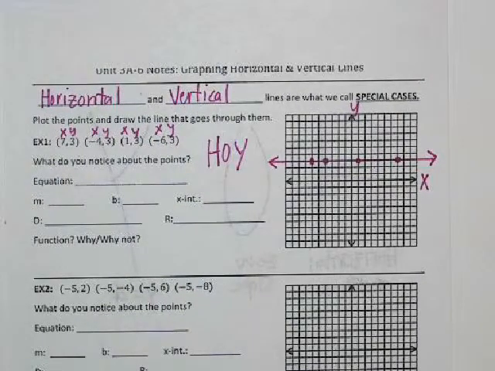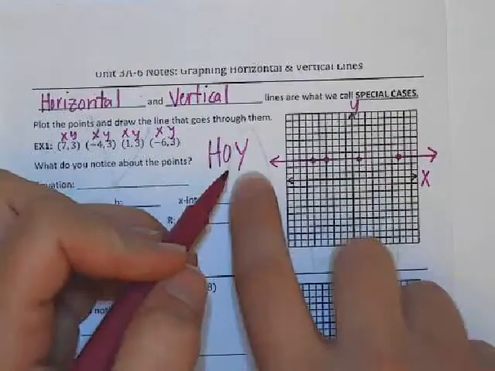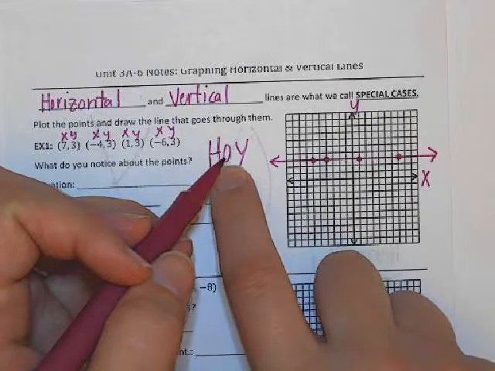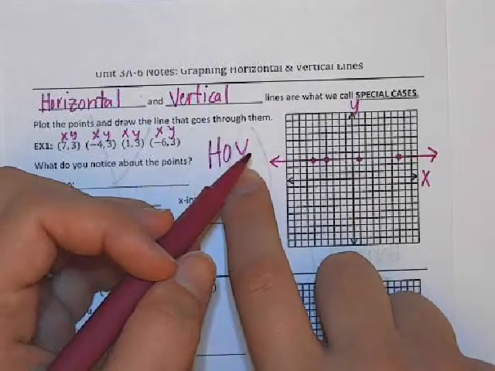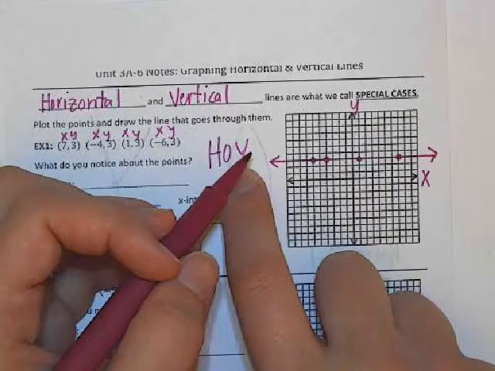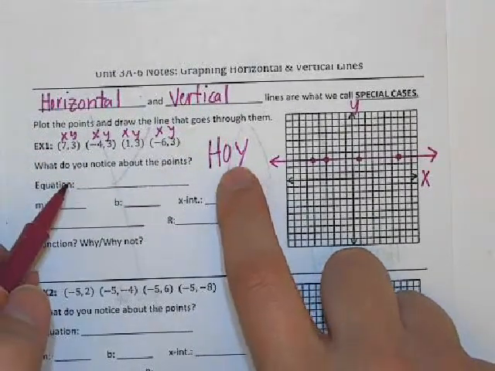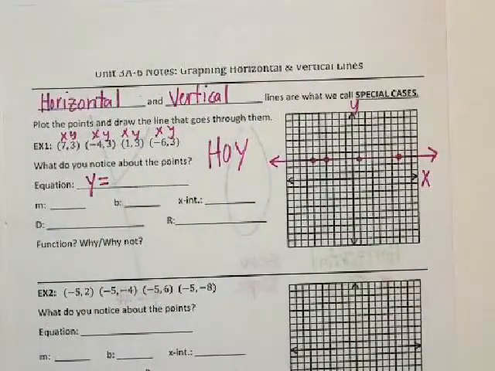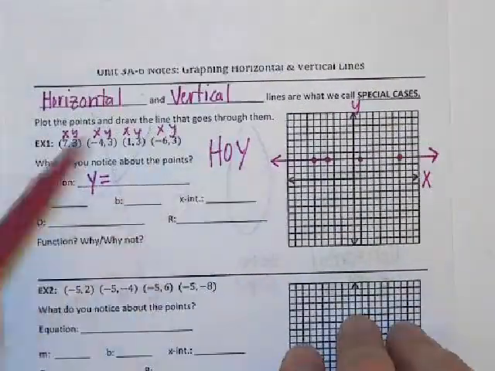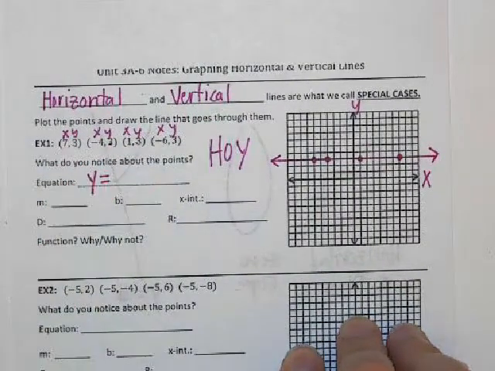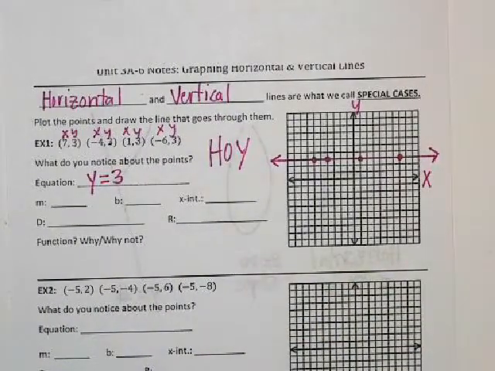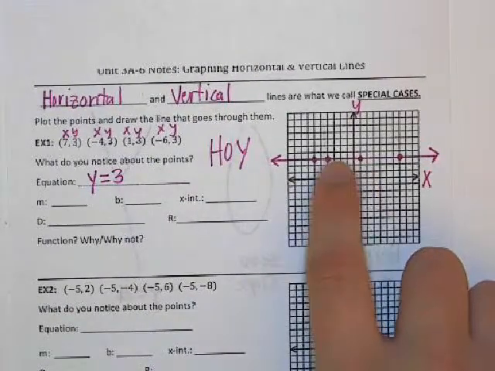So my equation for a horizontal line. Well, H stands for horizontal, O stands for 0 slope, Y stands for Y equals a number. Okay, so my equation is going to come from this Y. So it's Y equals a number. Well, what is the Y? The Y's are 3. So every Y is going to be 3. Forever to the left, forever to the right. Y's are always going to be 3 because the line goes on the 3.